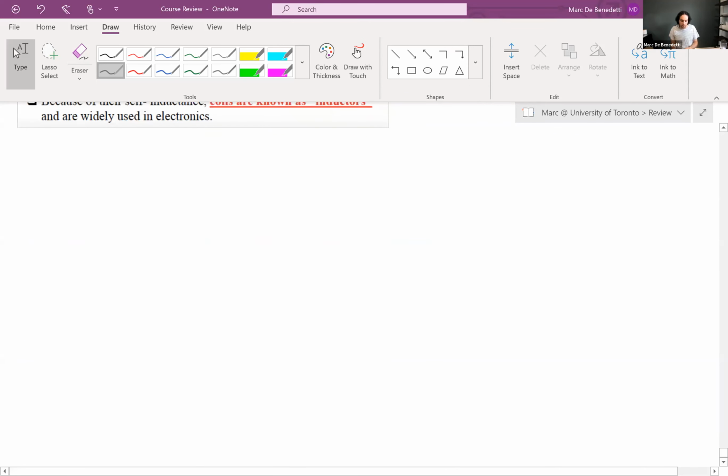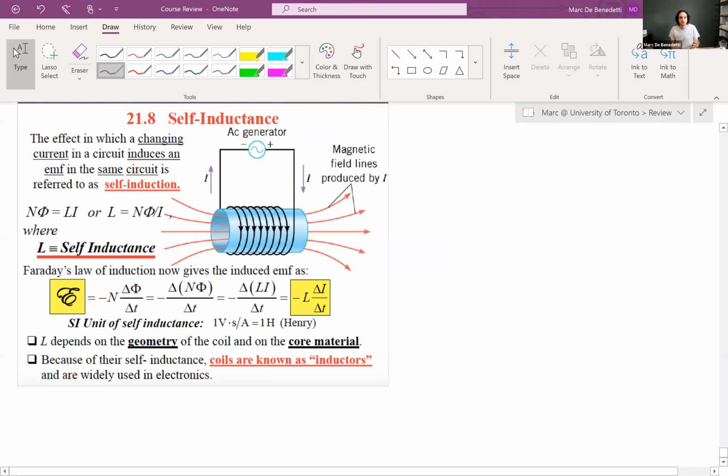Okay, and then we have self-inductance, of course, because the changing flux from the primary is also felt by the primary. So Lenz's law kicks in again, and you get that self-induced back EMF.